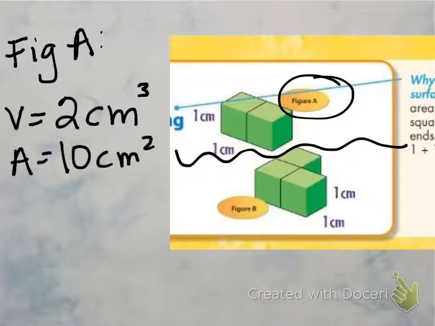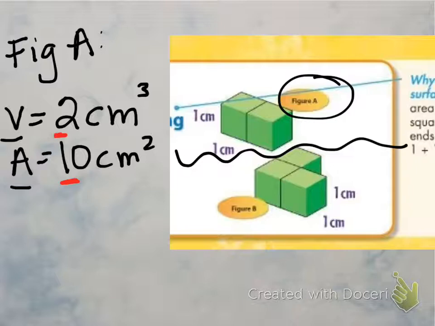Now I'm going to describe how they came up with the volume and the area. Volume just means how many cubes were used. We used 1, 2. That is your volume. That's how we get the number 2. That's simple. Now the area part is a little bit trickier, but we can do this.